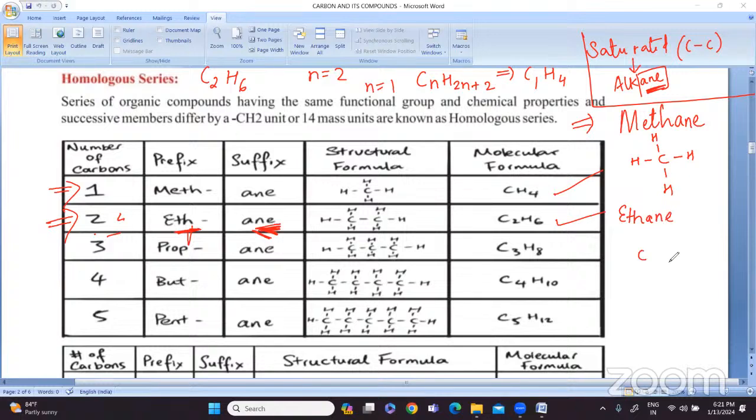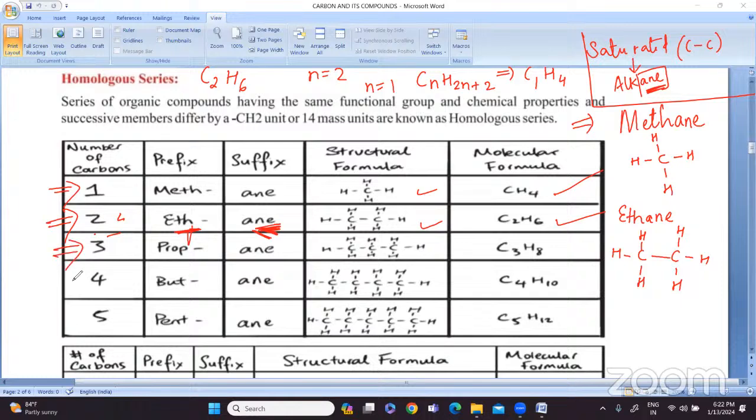So how will the structure be? 2 carbons, and each carbon atom will have 4 bonds. So this is the 4 bonds, like this. Is it clear? This is the structural formula of ethane. Understood? So when you have the number of carbon atoms as 1, the prefix, as I said, meth, the name will be methane, and this is the structural formula and this is the molecular formula.